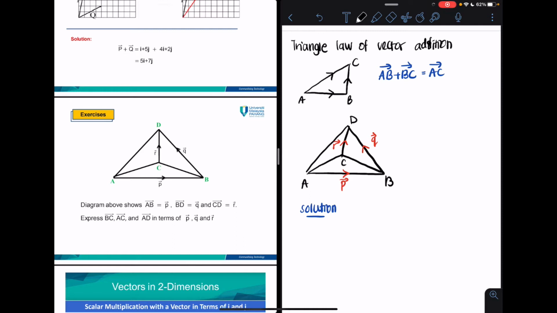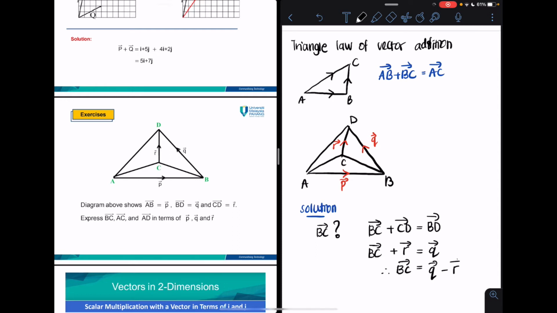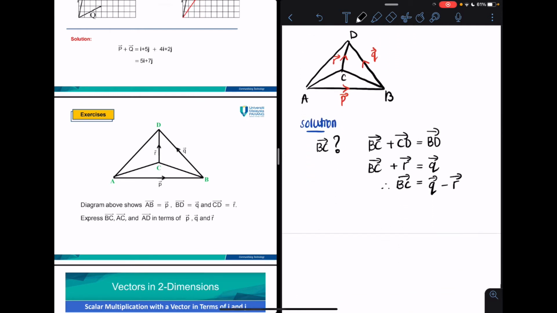Okay, let's try to determine vector BC. Vector BC can be obtained if I have this kind of expression: vector BC plus vector CD will give me vector BD. In this case, we are not sure what vector BC is, so we will write it as vector BC, but we know that vector CD is vector R, and vector BD is vector Q. Then straight away vector BC is equal to vector Q minus vector R. So that is the answer for the first question.